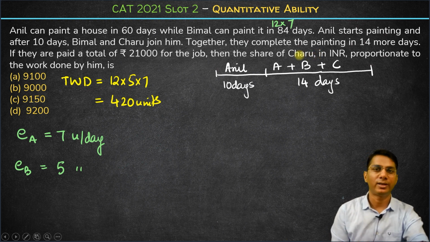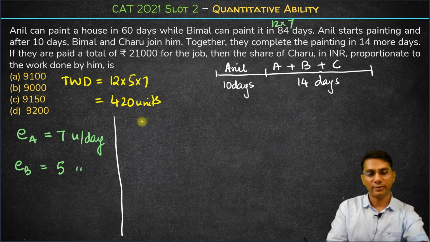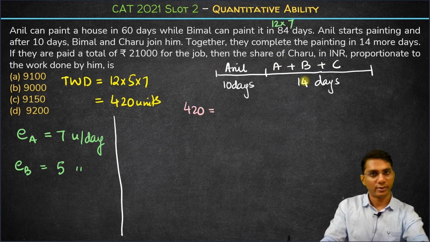Now we know payment is generally done in proportion to the work done. So whatever fraction of work Charu does, that's going to be the fraction of payment that Charu receives, right? So let's see what is the work done. The total work done is going to be 420 units. That is the work done by Anil in 10 days plus the work done by all three of them in 14 days, right?